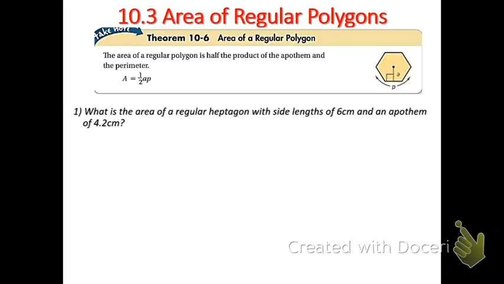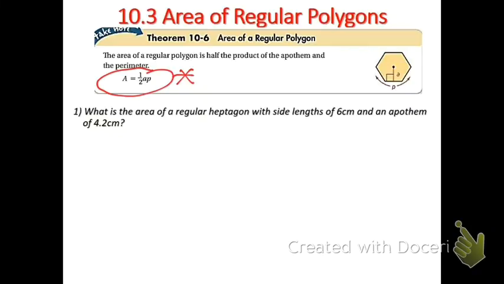Area of a regular polygon. So the area of a regular polygon is half the product of the apothem and the perimeter. So we're going to take the perimeter of the shape, times it by the apothem, and then divide by 2. So you want to make sure you star this for your notes so you have easy access to find the area of all your shapes.